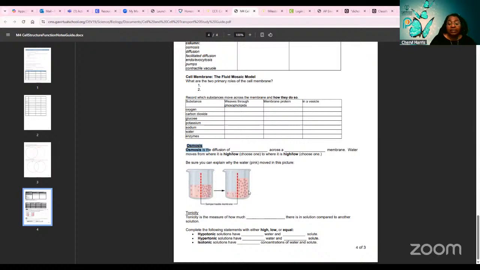And in this case, in the second picture, now you see a lot of water on the right side and a little bit of water on the left side, because the water is going to go from high to low. So make sure that you are familiar with these vocabulary words: hypotonic, hypertonic, and isotonic. It helps to have pictures that go with those.